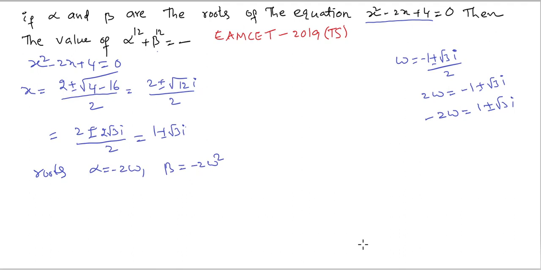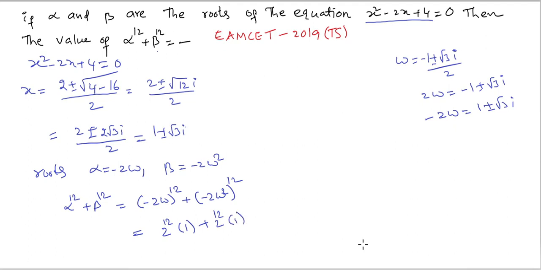Now we find the value of alpha power 12 plus beta power 12. So alpha power 12, that is minus 2 omega whole power 12, plus minus 2 omega square whole power 12, that is equal to 2 to the power 12 into omega power 12, that is 1, plus 2 to the power 12 into omega power 24, the value is 1. That is equal to 2 power 12 plus 2 power 12, that is 2 into 2 to the power 12, equal to 2 to the power 13. The value of alpha power 12 plus beta power 12 is equal to 2 to the power 13.